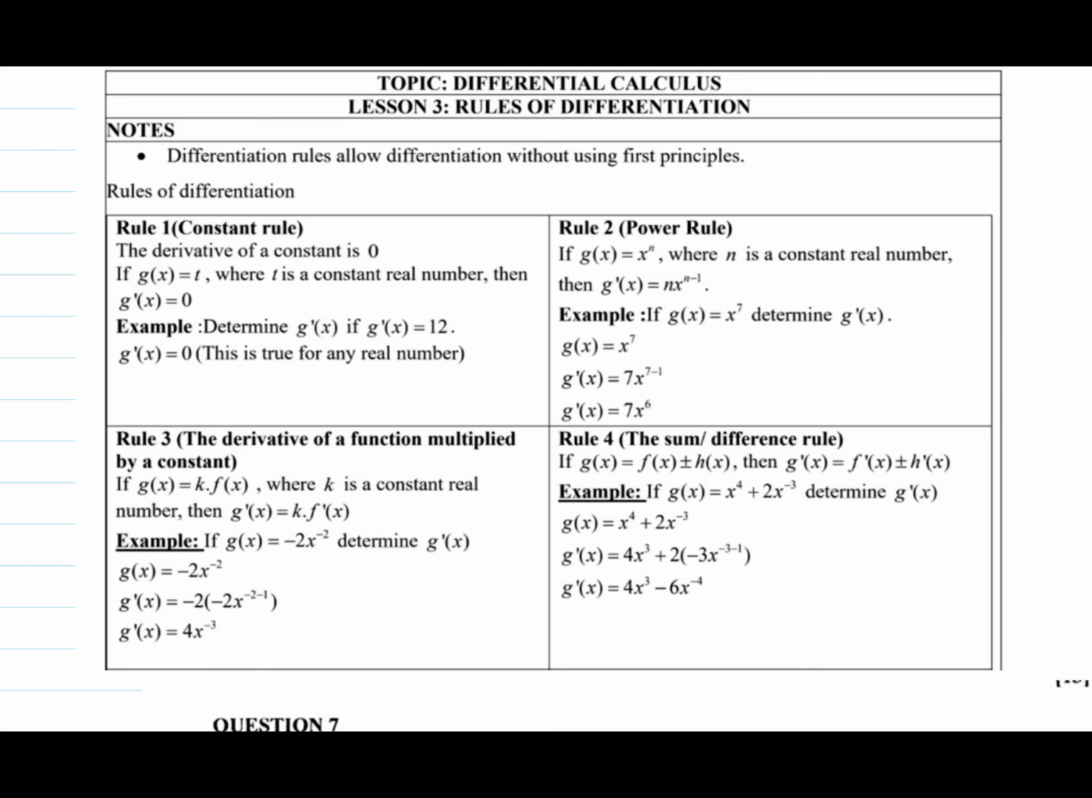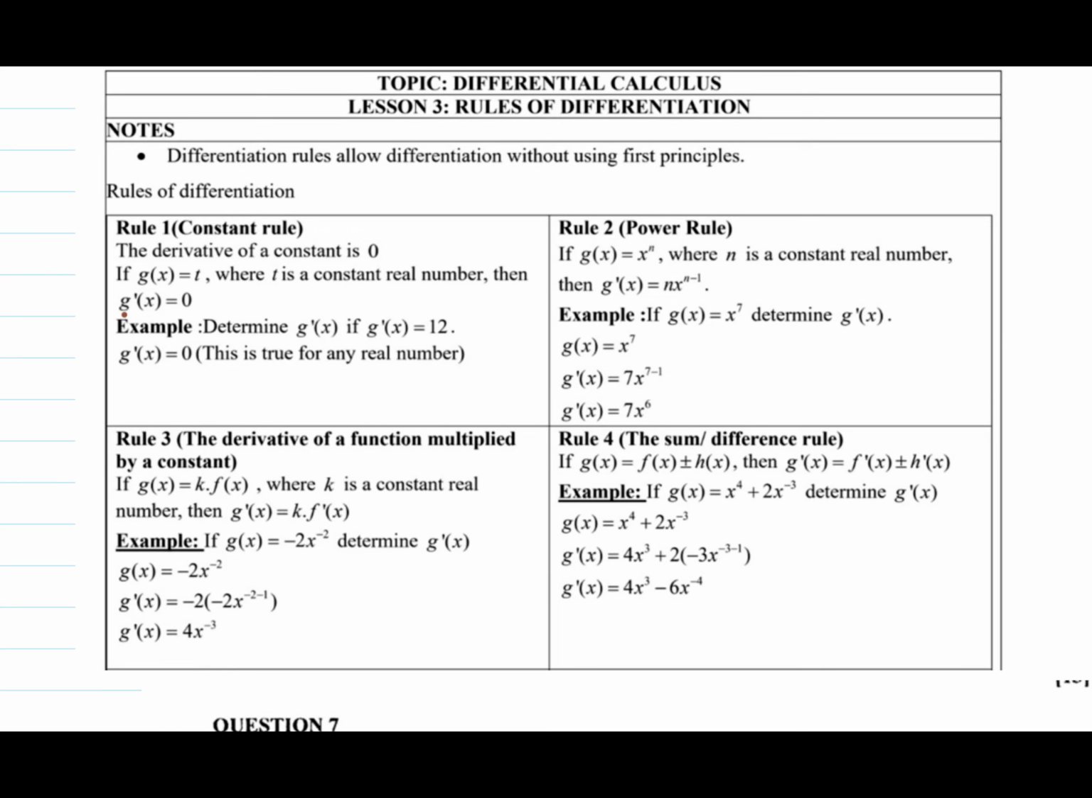So we're going to be looking at differential calculus. We're looking at rules of differentiation. These are the rules that you should know. The first rule is the constant rule. The derivative of a constant is 0. This one's very easy to remember.